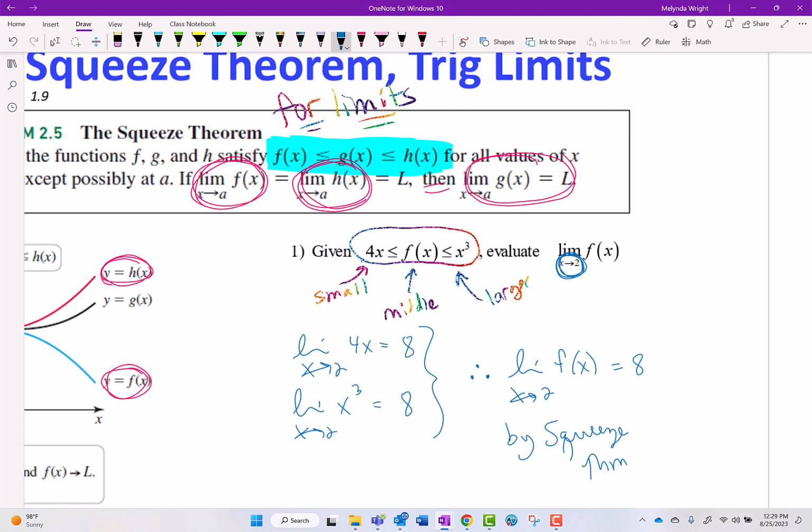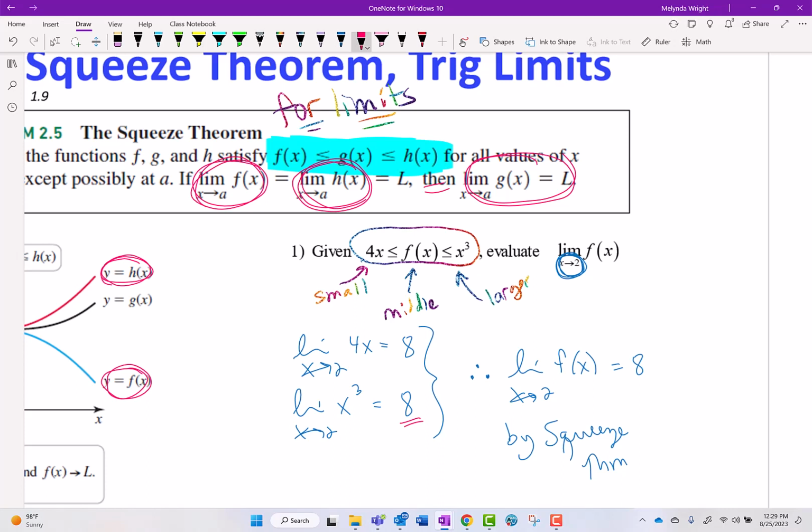In the case where the little one and the big one, let's say that when we're trying this theorem out, the limit of the big one was not 8. If that's true, then we can't use the theorem. We would just have to say the squeeze theorem does not apply, and we wouldn't be able to go any farther than that.